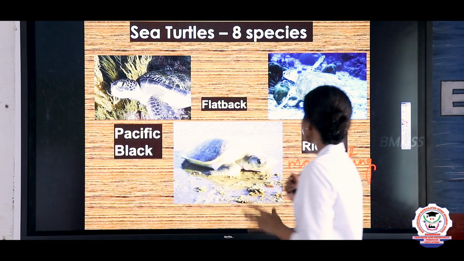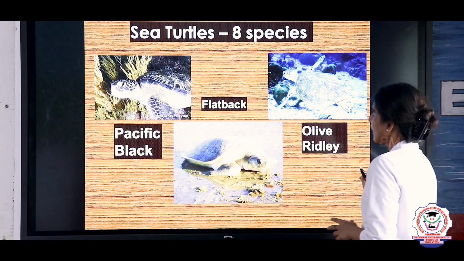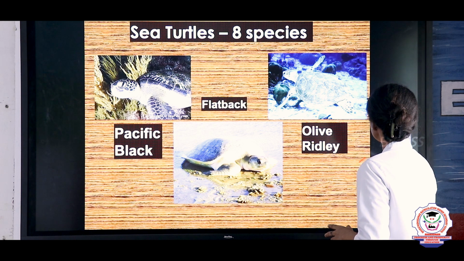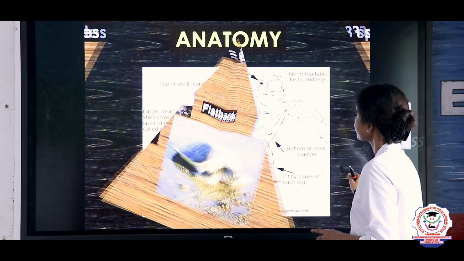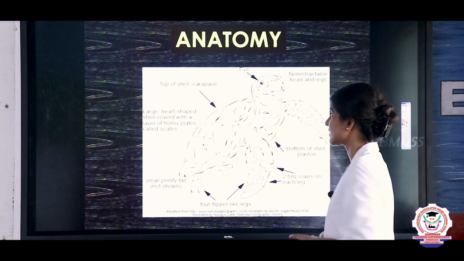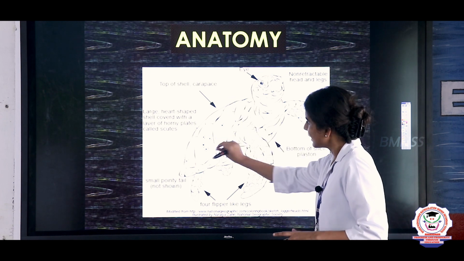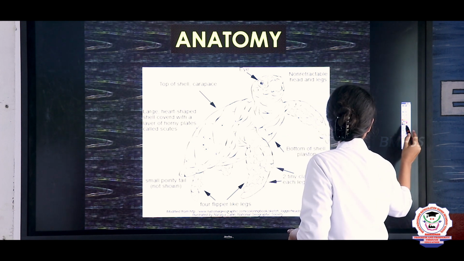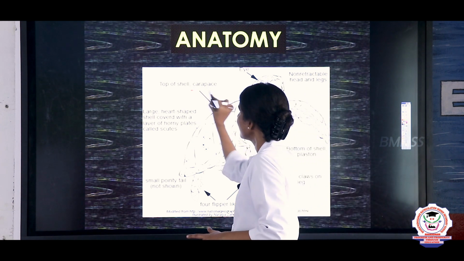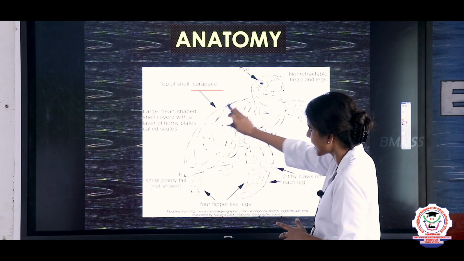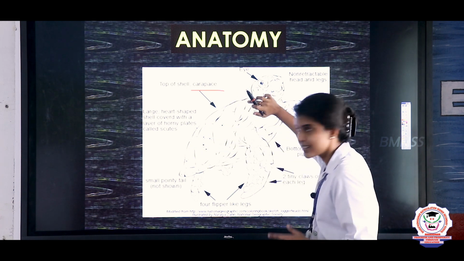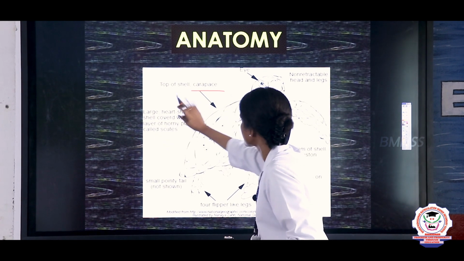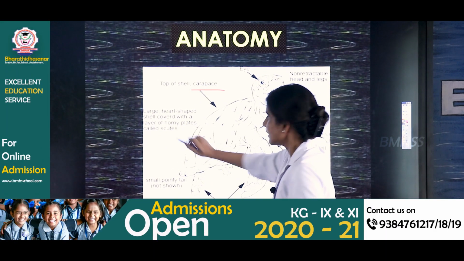So now let us see the anatomy of sea turtle. Look here, the top shell is called carapace. What is the top shell called? Yes, the top shell is called carapace. So this is a carapace and it has some scales. The carapace is large, heart shaped, and there are scutes here.